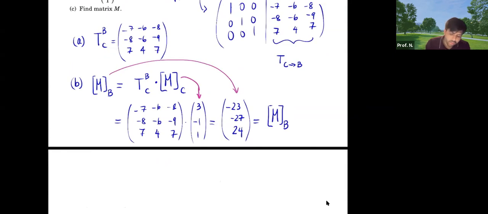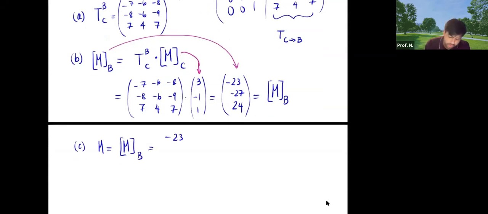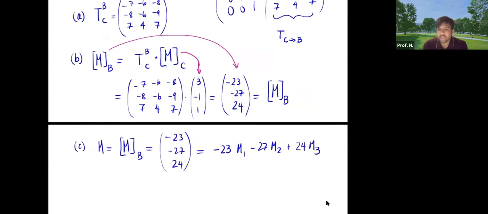And then the last thing here is to do what? Find what M is. I don't know what M is. I know what M relative to B is. What is M relative to B? Negative 23, negative 27, 24. But what does this mean? What does it mean to have a coordinate vector relative to B? Remember, these are the coefficients of your basis elements. That's what the coordinate vector relative to a basis is.